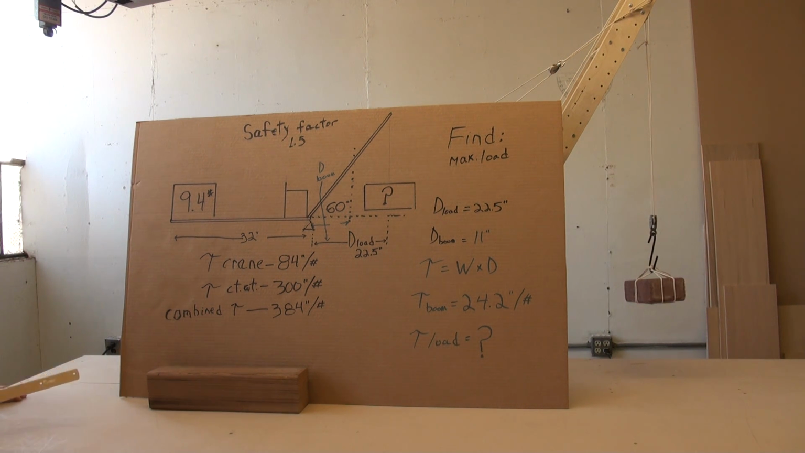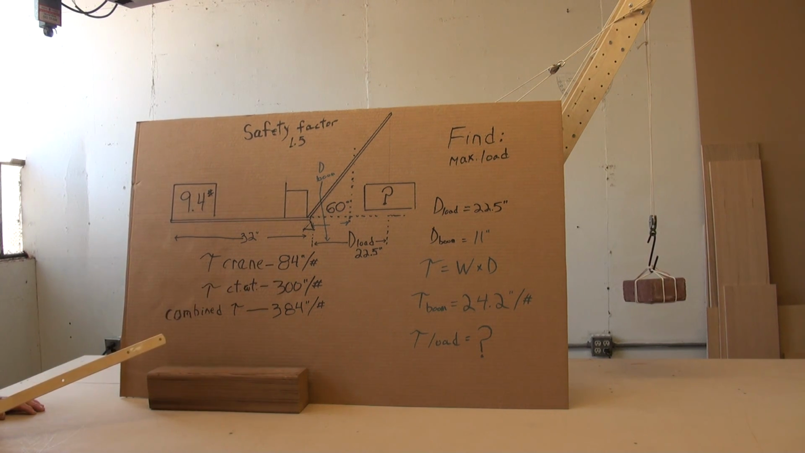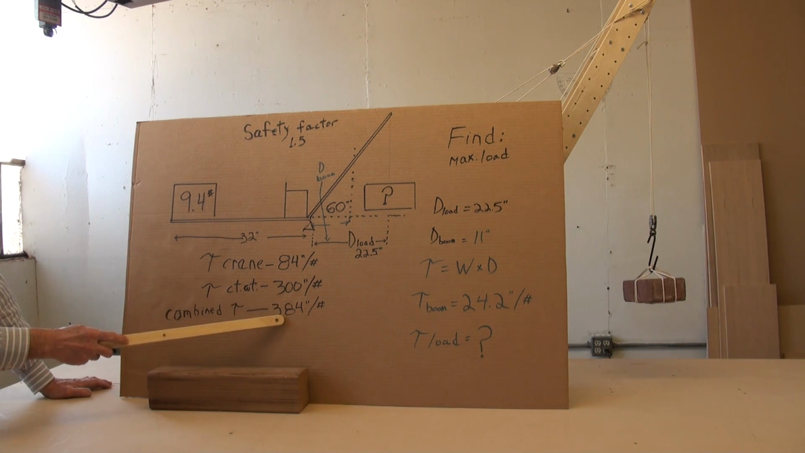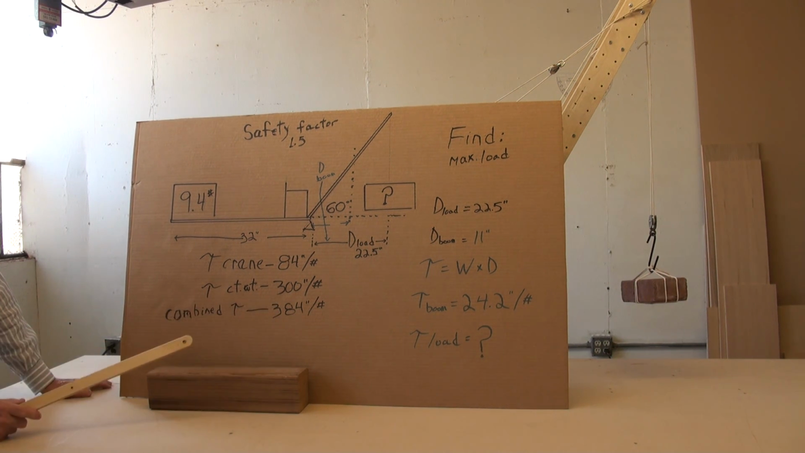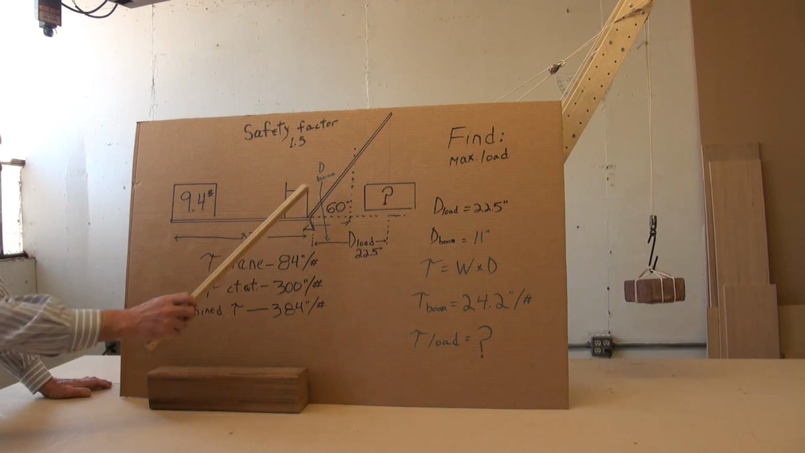If you remember in the first video, we figured out that the torque of the crane body was 84 inch-pounds, and each brick, 4.7 pounds times 32 inches, gave us a torque of 150 inch-pounds. So 2 bricks is 300, total combined torque is 384 on this side of the pivot point, or the fulcrum. And what about on the other side?